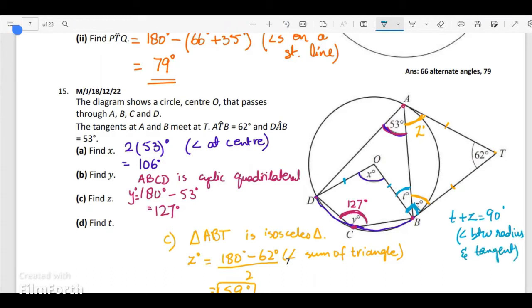Keeping this in view, Z was already figured out in the C part, that this is 59 degrees. This means T would be equal to 90 degrees minus 59 degrees. So 90 minus 59, the answer is 31 degrees. That's your answer.